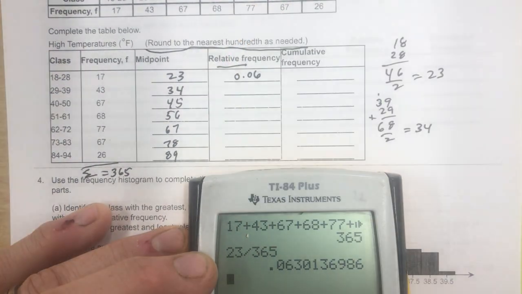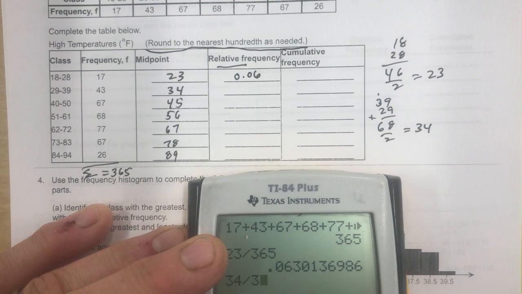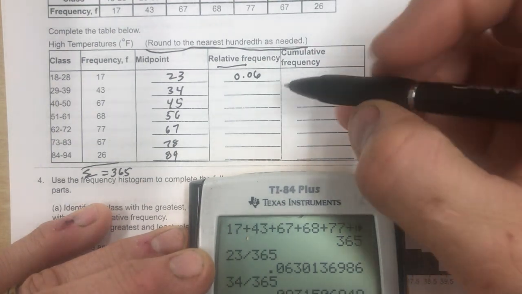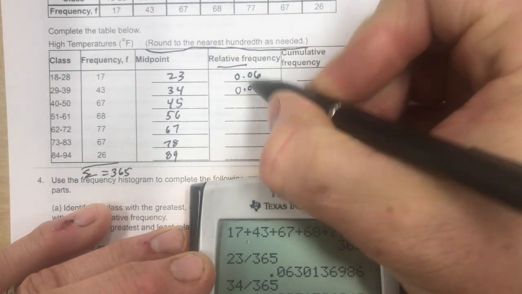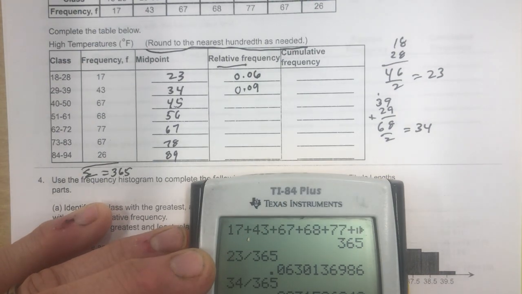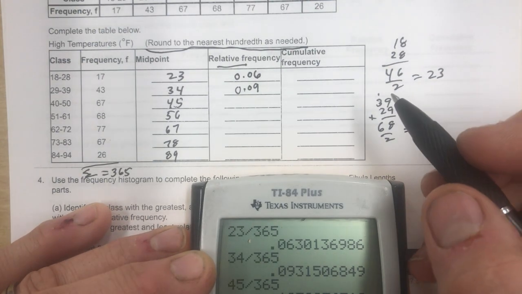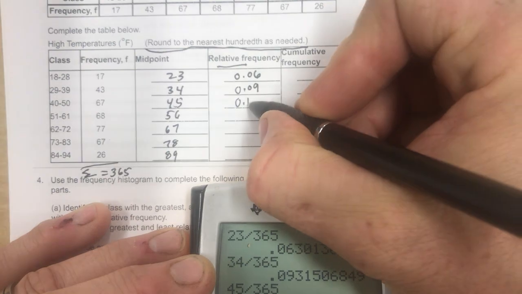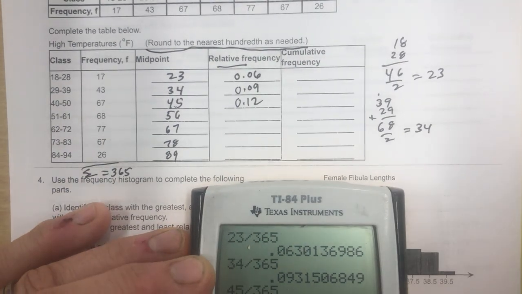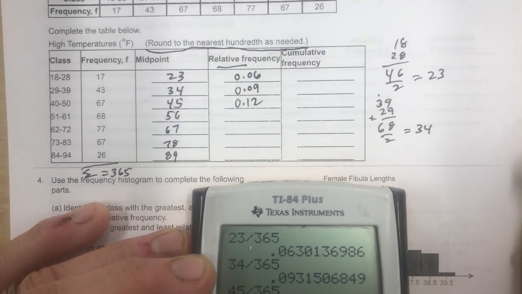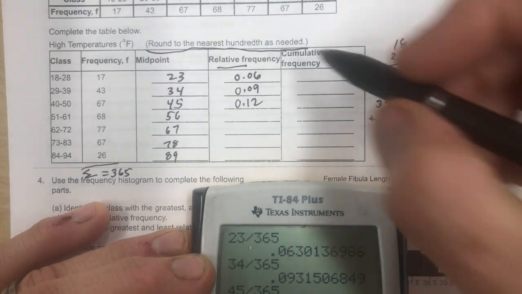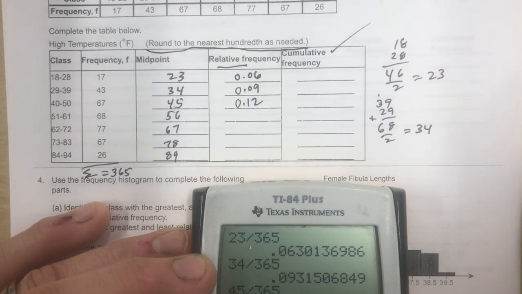So on this one, 34, I'll do 34 divided by 365, which is 0.09. Then 45 divided by 365, and that's going to be 0.12. Okay, and let's continue that down. I'll let you guys finish the rest of it. And then over here I've got my cumulative frequency.